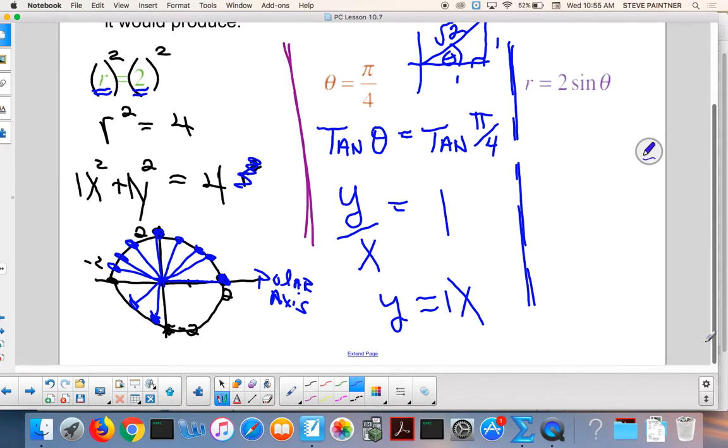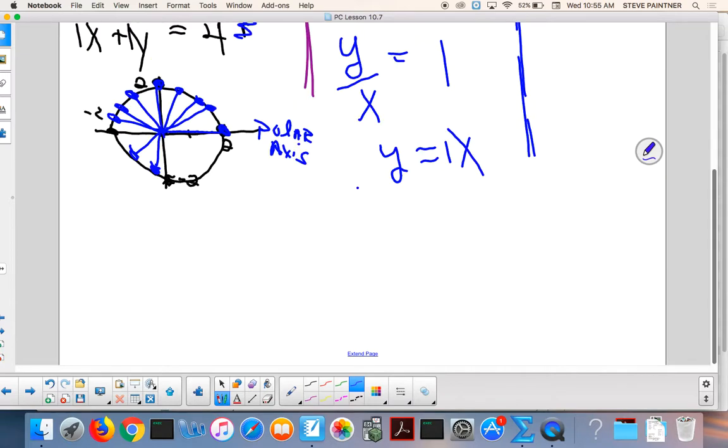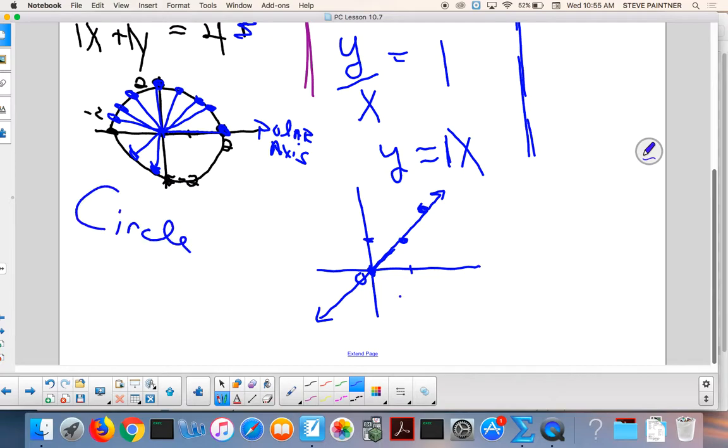So if I do a quick sketch of this one, y-intercept 0, slope of what? Up 1, right 1, up 1, right 1, and keep going. There you go. It's a line. So this was a circle. This is a line with slope of what? 1. Okay?